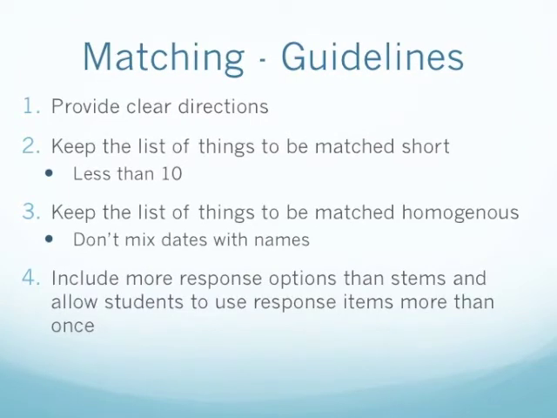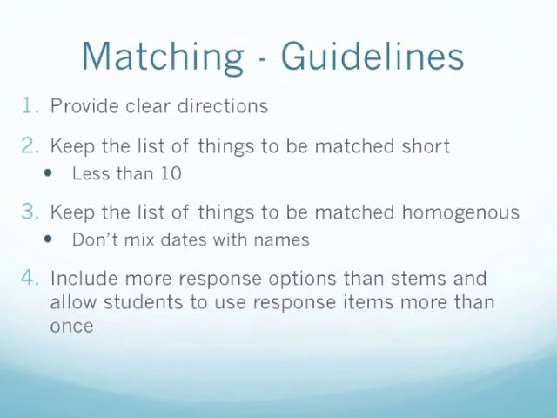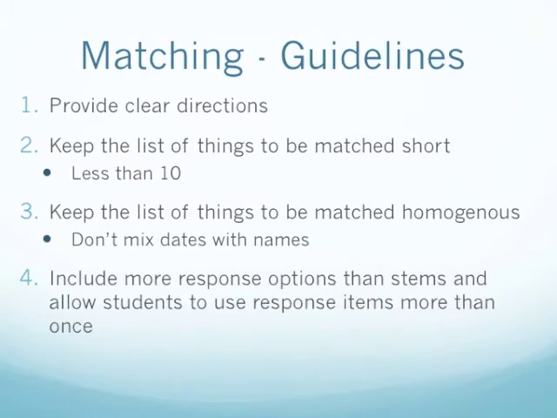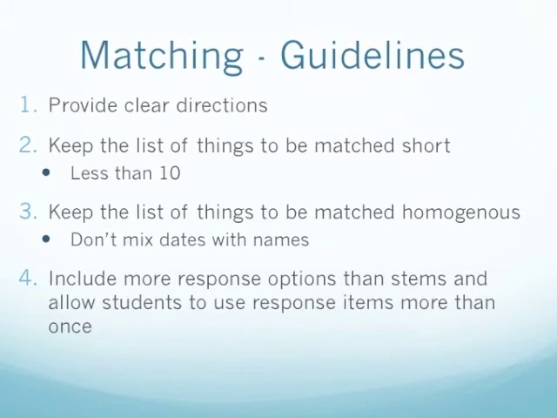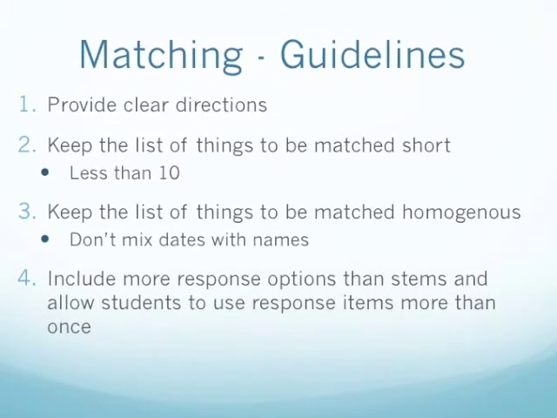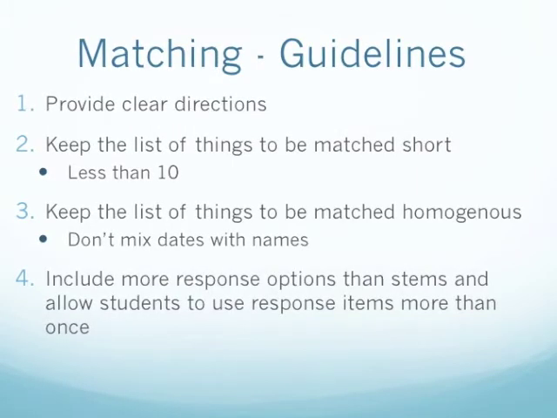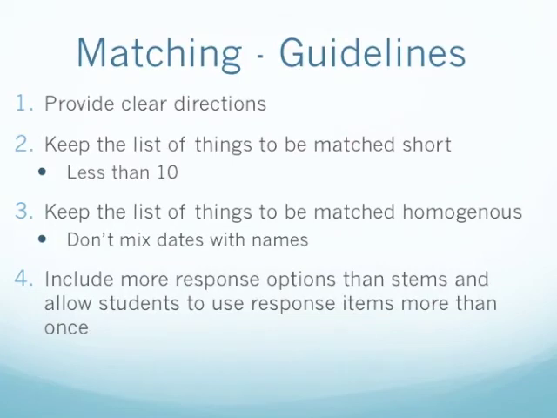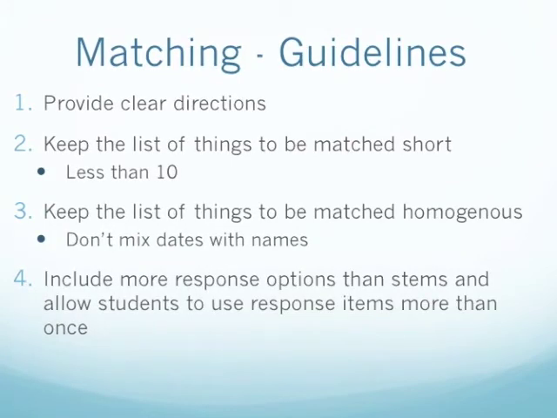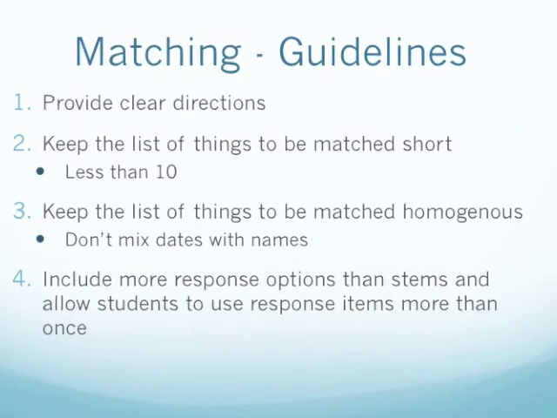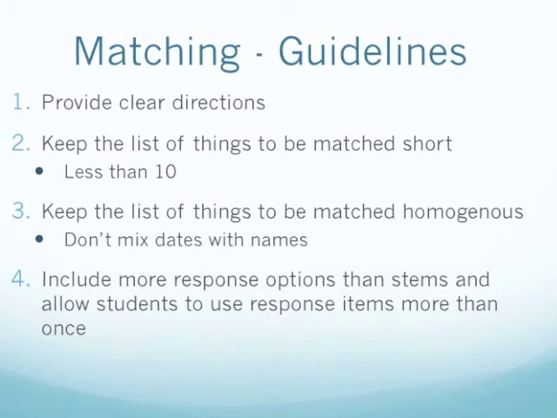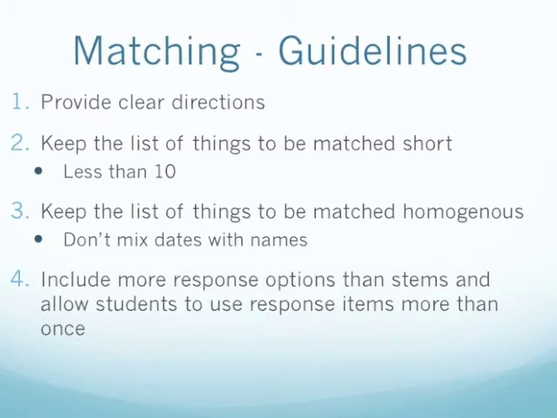And the two columns should always include the same types of items. For instance, if you have dates on one side, they should all be dates. It shouldn't be dates, a couple of countries, a city, and 2 battles. You should have all of the items grouped together. So all of your states should be on the left-hand side, all of your capitals should be on the right-hand side. It's easier for students to process that way.